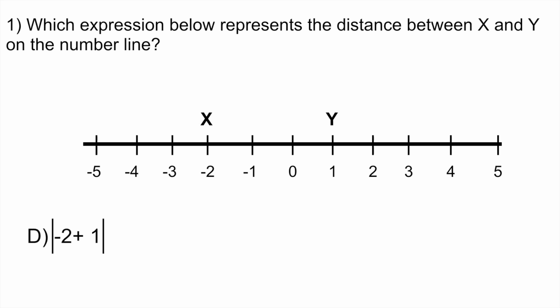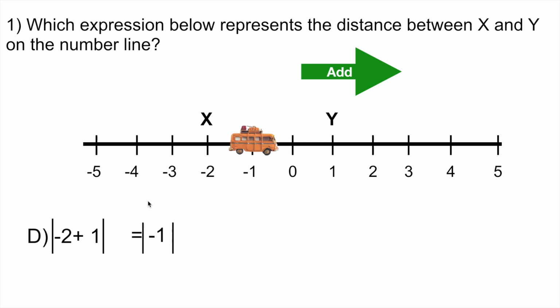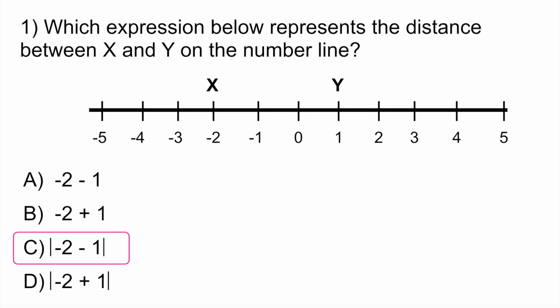All right, and let's do option D just for completeness. Here we have minus 2 plus 1. So we're adding, we're moving to the right. That will give us negative 1. Again, remember that we have these absolute value bars here, so this minus 1 is going to turn into a positive 1. But we said the answer was positive 3, so this is incorrect. All right, so your correct answer for question 1 would be C.